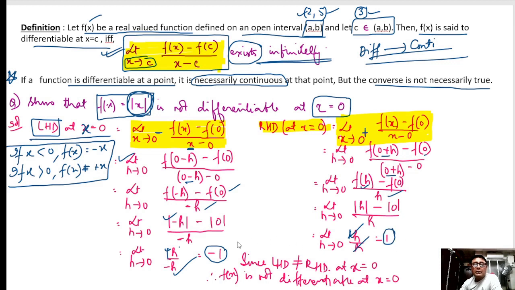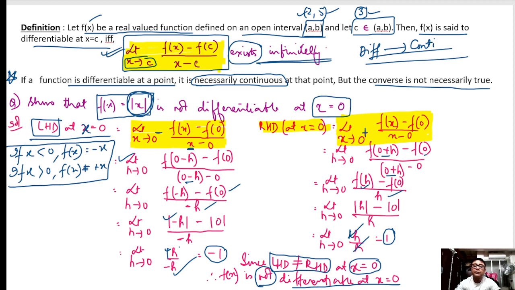So watch, the left hand derivative is not equal to the right hand derivative at x equal to 0, and we will write it is not differentiable at x equal to 0. Please watch it. The left hand derivative and the right hand derivative have to match, then only it will be called a differentiable function. Clear? Let's see more and more examples.